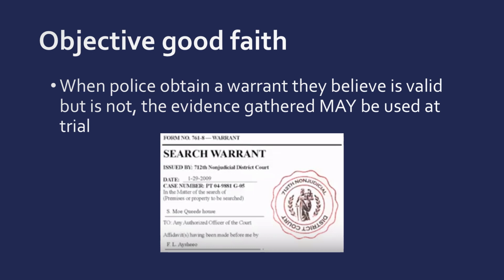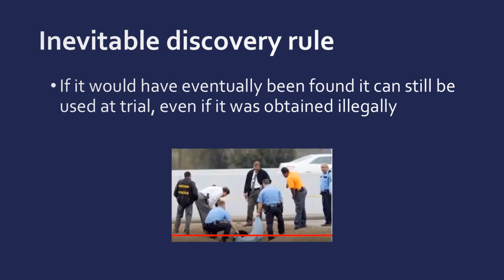The inevitable discovery rule says that if the evidence would have eventually been found, it can still be used at trial, even if it was obtained illegally. So this one's a little bit more vague. This is kind of saying like a body that was found on the side of a road. Maybe the suspect confessed to it and it was an illegal confession because they hadn't been told of their rights. They brought the police to the body. They showed them where it was.